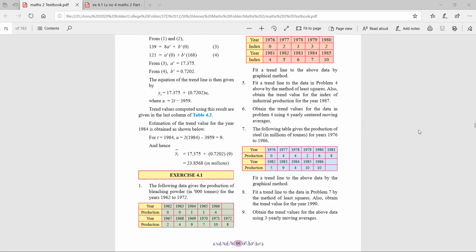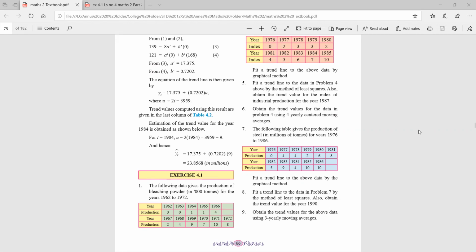I hope you all have gone through the introduction part of chapter number 4 of our Maths syllabus, time series. In that, I explained what the meaning of time series is, what the components of time series are, and how you can estimate the trends of a time series. As I explained yesterday, there are three methods to calculate the trend of a time series. Today we are going to start with the first method used for the estimation of the trend in a time series, and the name of the method is freehand curve or graphical method.